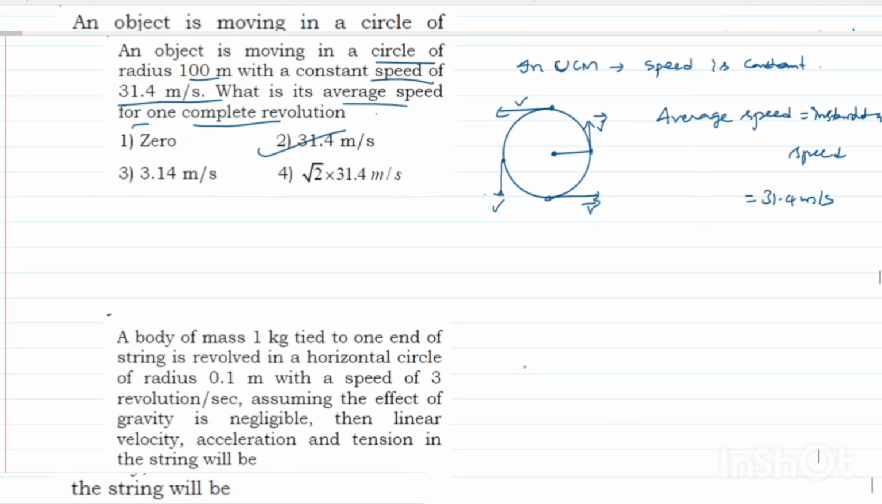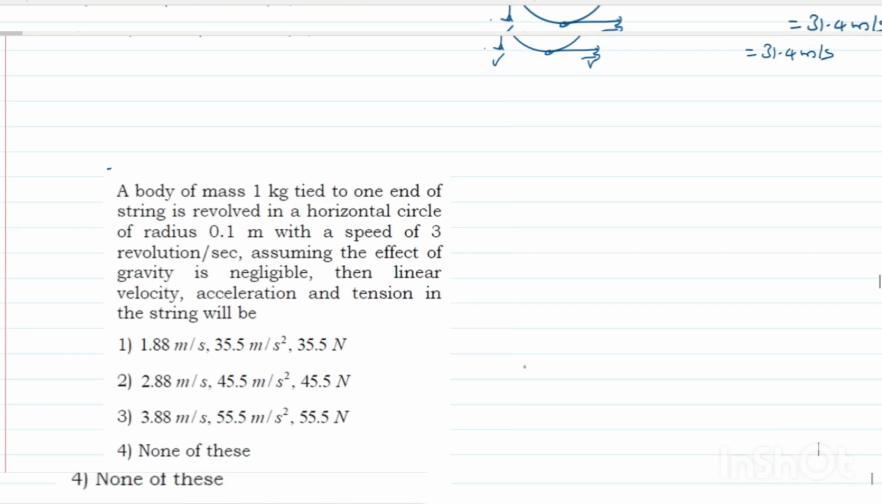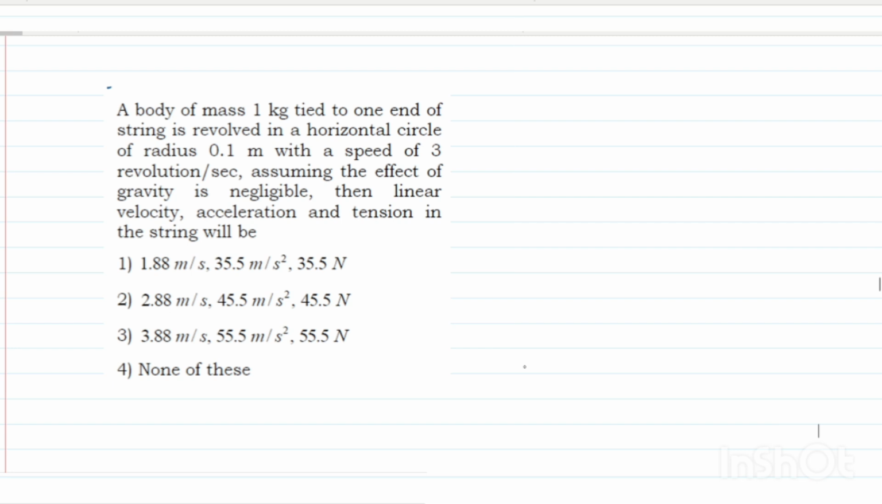A body of mass 1 kg is tied to one end of a string and is revolving in a horizontal circle of radius 0.1 meter with a speed of 3 revolutions per second. Assuming the effect of gravity is negligible, they are asking for the linear velocity, acceleration and tension in the string. The formula for linear velocity is V equal to R omega, and omega is nothing but 2 pi f, so V equals 2 pi f into R.